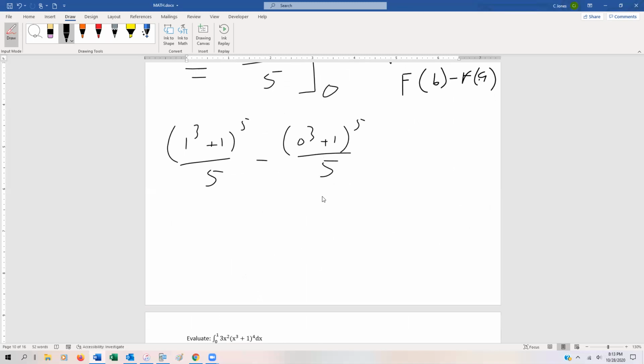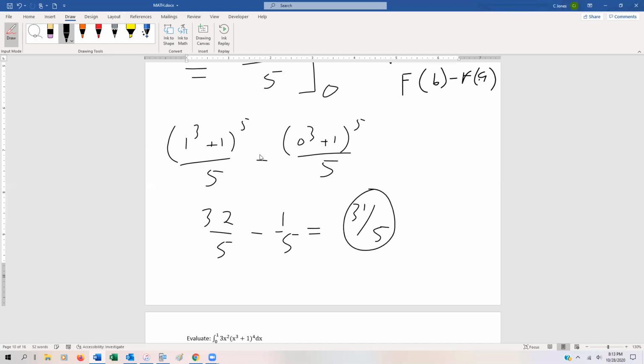This just winds up being 2 to the fifth, which is 32. Excuse me, not 35. So we get 32 over 5. And then this just becomes 1 to the fifth, which is 1/5. So we end up with 31/5.